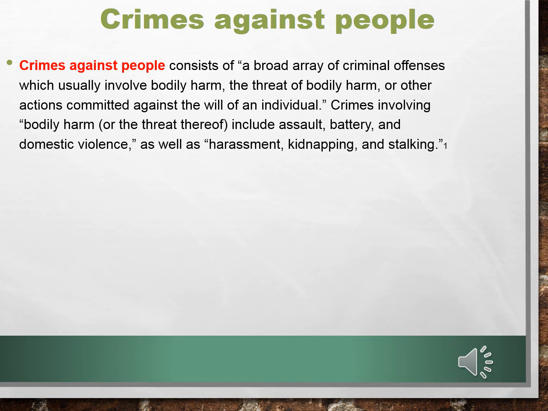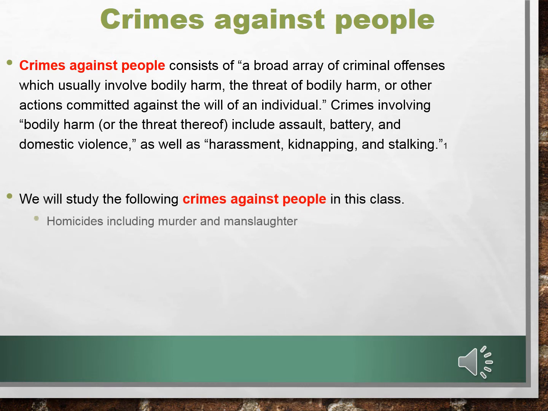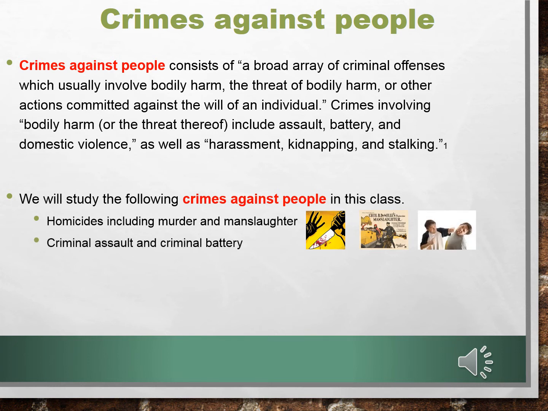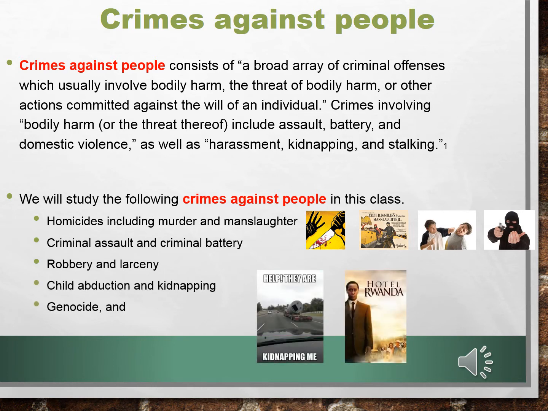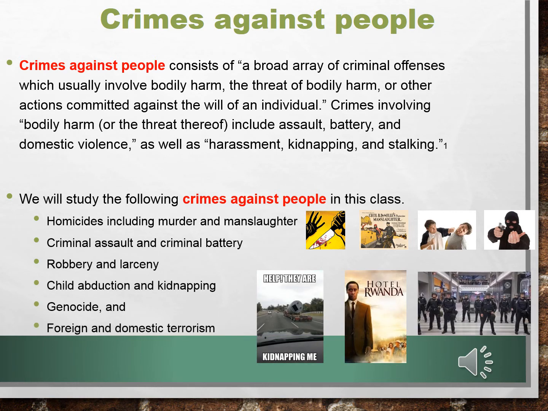Now, we're not going to study all of the crimes against people. Instead, we will study the following crimes against people: homicides, including murder and manslaughter, criminal assault and criminal battery, robbery and larceny, child abduction and kidnapping, genocide, and foreign and domestic terrorism. Go to the next slide.